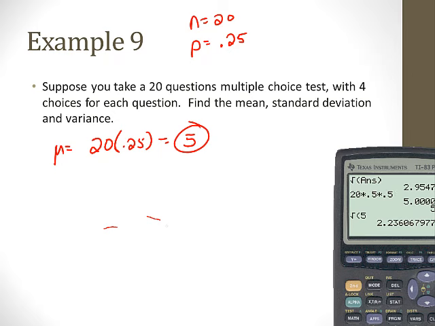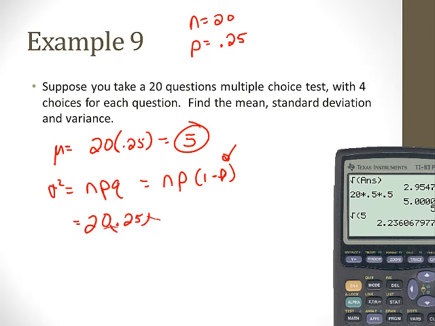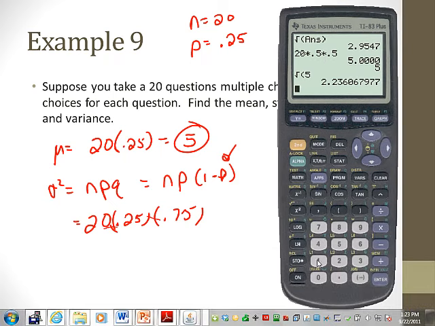Okay, the variance, again, is n p q. So again, this is n p times 1 minus p. I'll often just do this part in my head. So n is 20 times p is 0.25 times 1 minus p, which is 0.75. Let's multiply that out: 20 times 0.25 times 0.75. And we get 3.75.